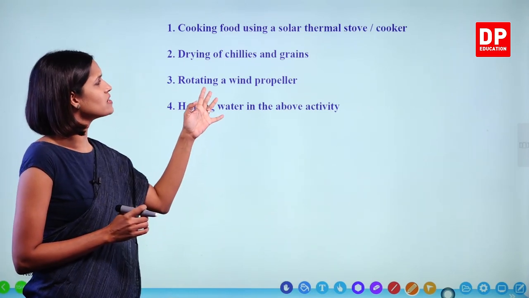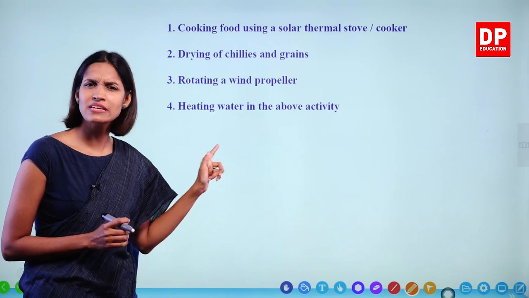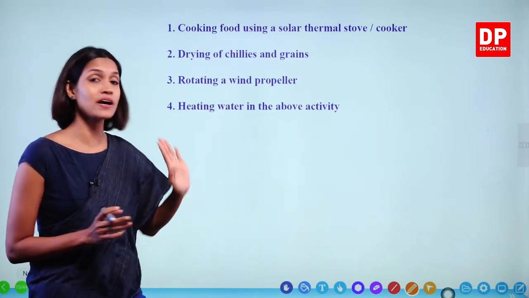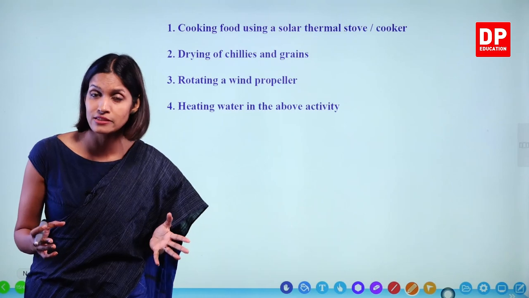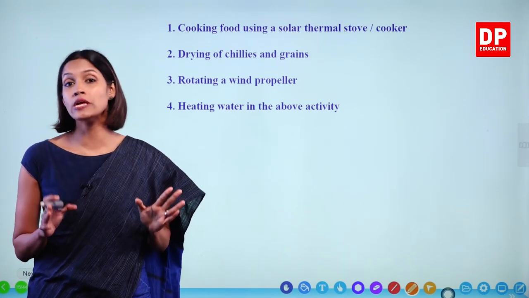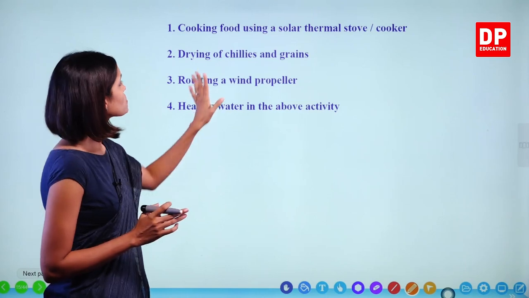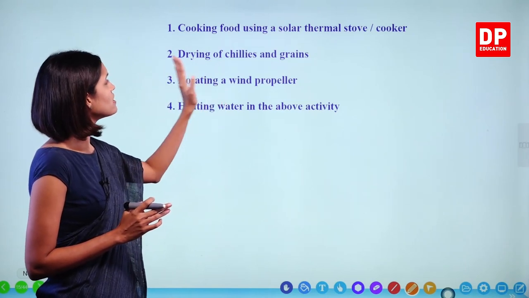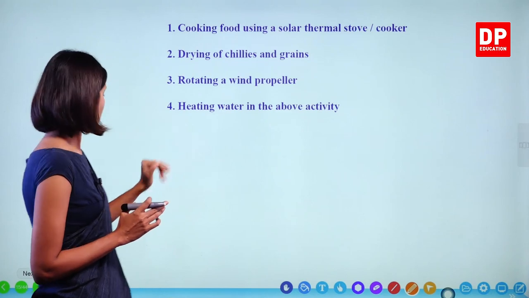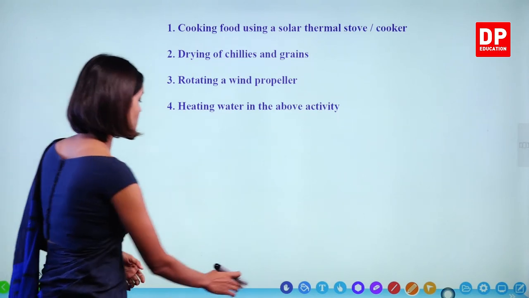So what are the different types of energies we used under each activity, children? Now you all know that all these four things come under types of work. So we learned that to do any type of work, we need energy. So let's write down what types of energies we need to do these four different types of work. Help me to write this one, children.